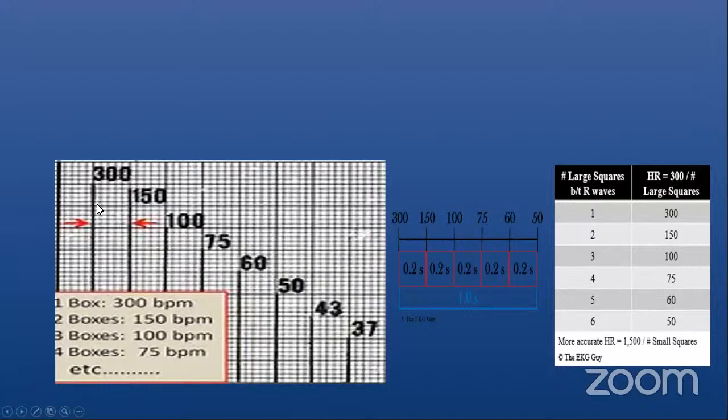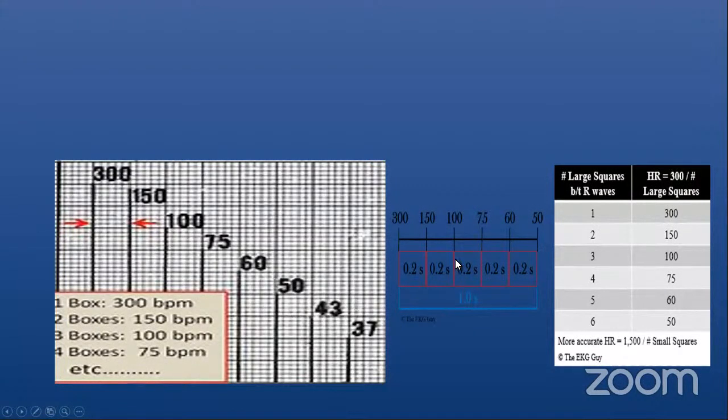So if the one QRS complex is there and the next cycle is happening there, meaning that there are 10 millimeter. So we know that ECG runs at 25 millimeter per second or 1500 millimeter in 1 minute. So just divide that 1500 by 10, that will give you the heart rate of 150. So just remember that: 300, then 150, 100, 75, 60, 50. So that's how basically it comes.